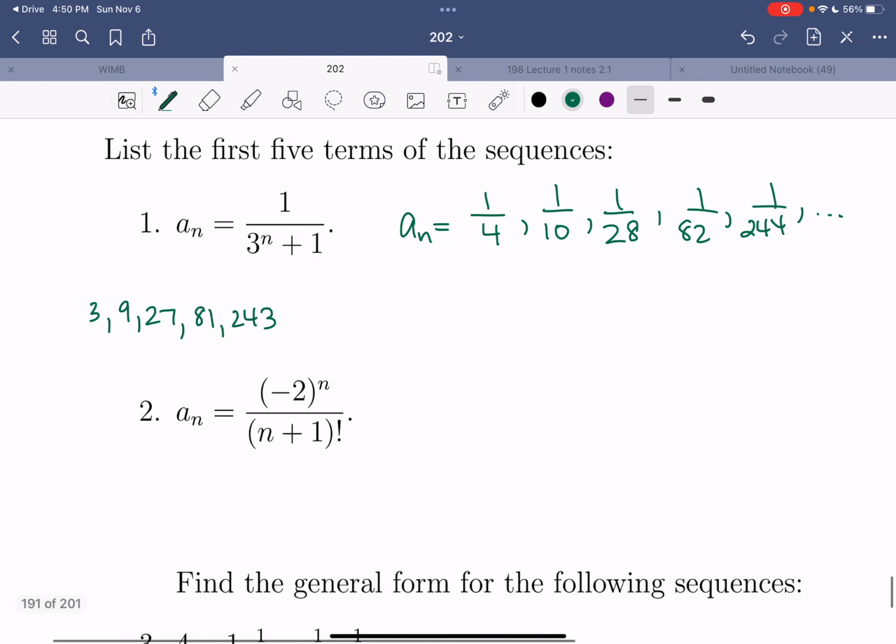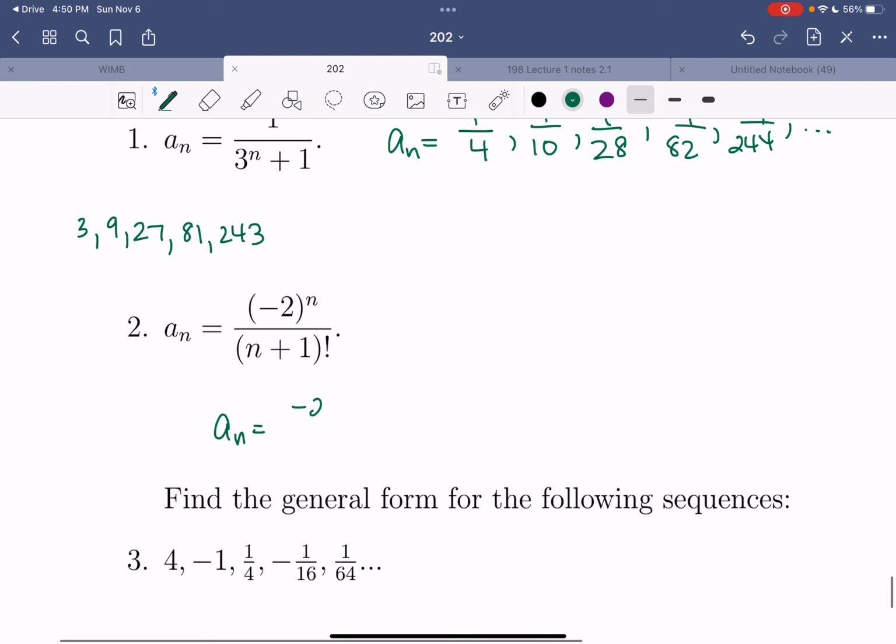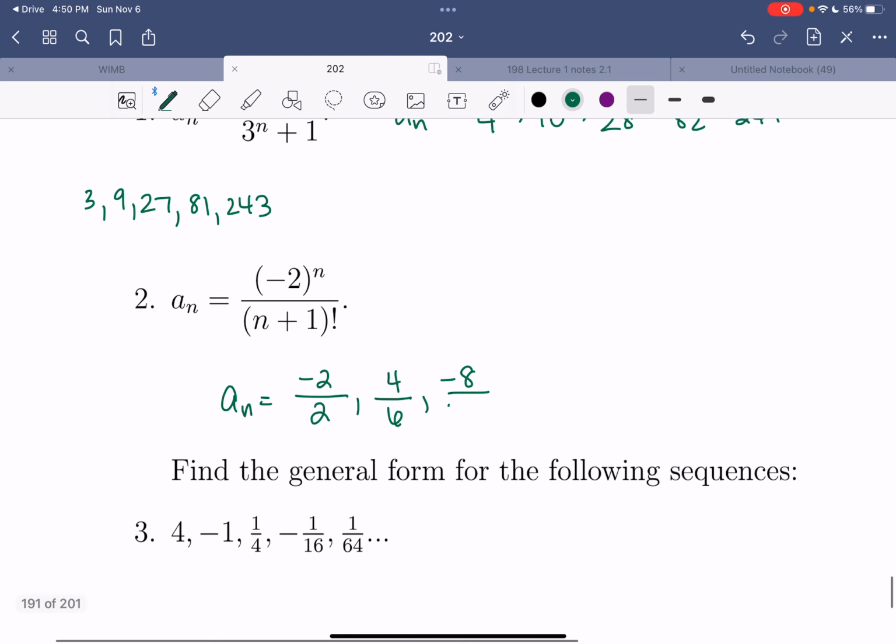For this one, my a_n. All right, let's see. Negative 2 to the 1 is negative 2. 1 plus 1 is 2. 2 factorial is 2. Plug in 2. We get negative 2 squared is 4 up top. And then 2 plus 1 is 3. 3 factorial is 6. Plug in 3. Negative 2 cubed is negative 8. 3 plus 1 is 4. 4 factorial is 24. Now you can start to see what's happening here.